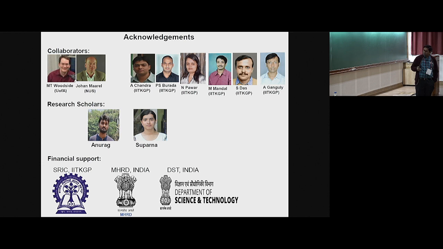One part of the work was done in my postdoc in Singapore with Professor Johan, and we have taken different plasmids, and we did small angle neutron scattering with that. And we have some collaborators across the departments within the institute, and you can find Burada in the audience, and Professor A. Ganguly, who is in the biotechnology department, and he helped us to prepare the plasmids.